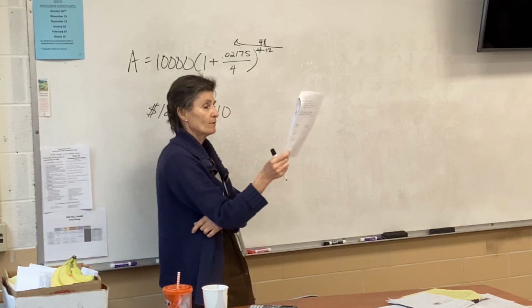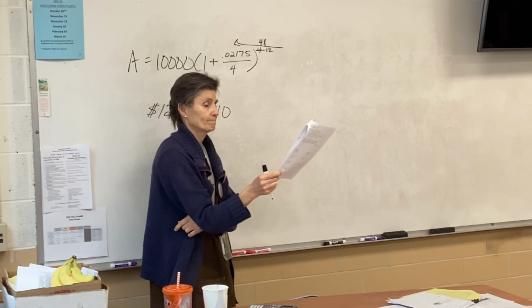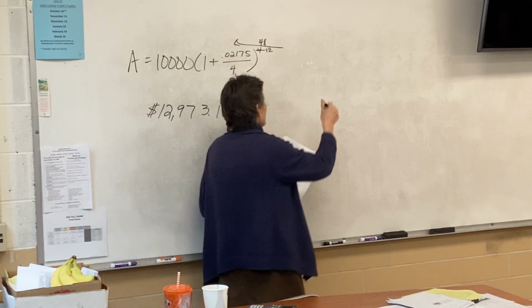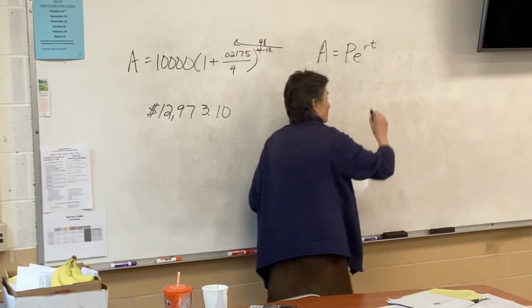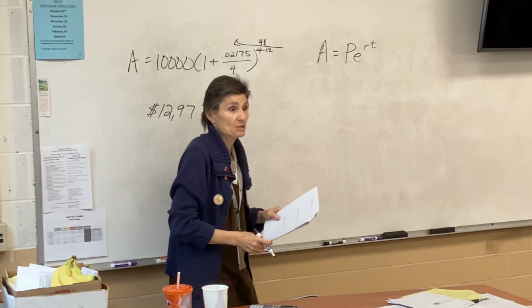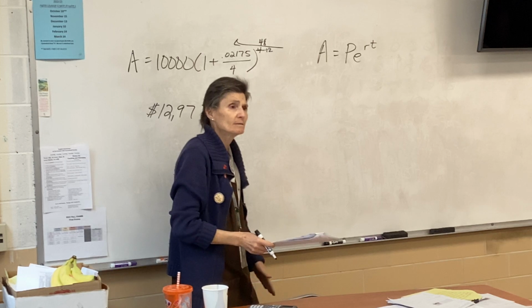The question: figure out the formula. Hurt. This is going to be a PERT. How do we know this one is a PERT? It's not money. That's your big clue.